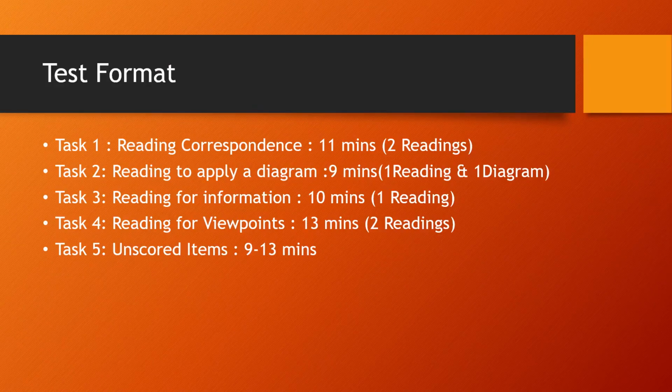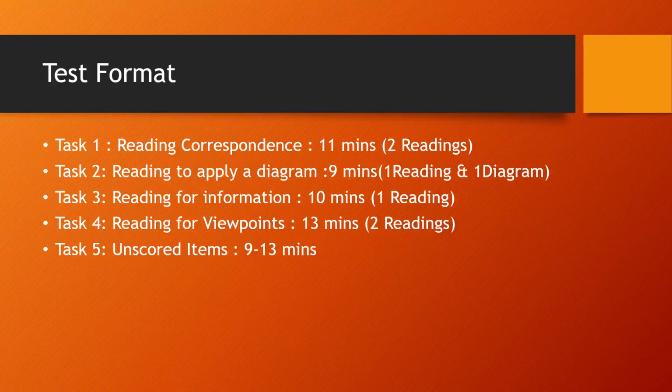For this, first of all, we should understand the test format. There is task 1, reading correspondence. This is for 11 minutes. Two readings are there. Task 2 is reading to apply a diagram, 9 minutes. In this, there is one reading and one diagram. Task 3, reading for information, is for 10 minutes. There is only one reading. And task 4 is reading for viewpoints. It is 13 minutes. It contains two readings.